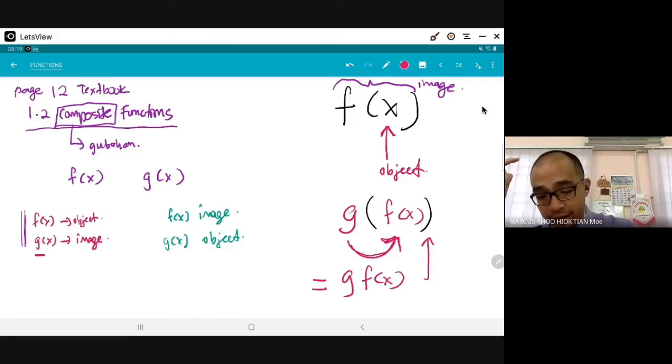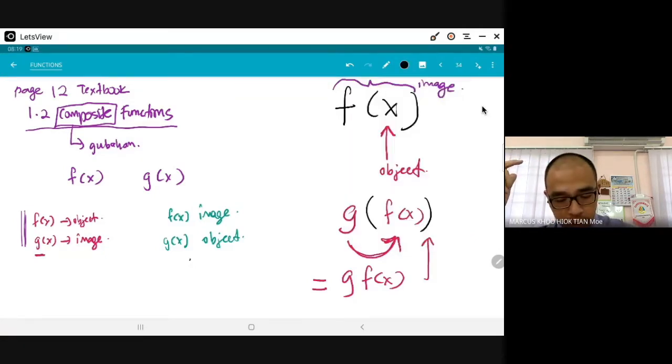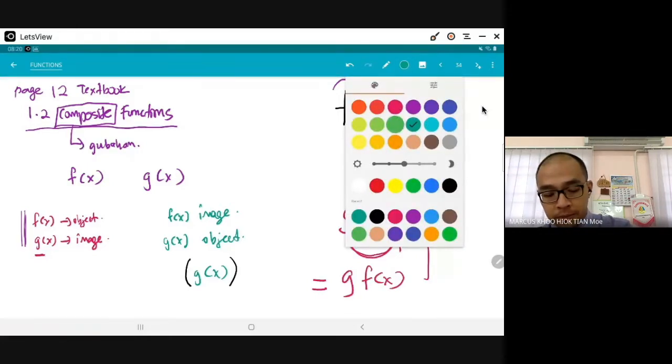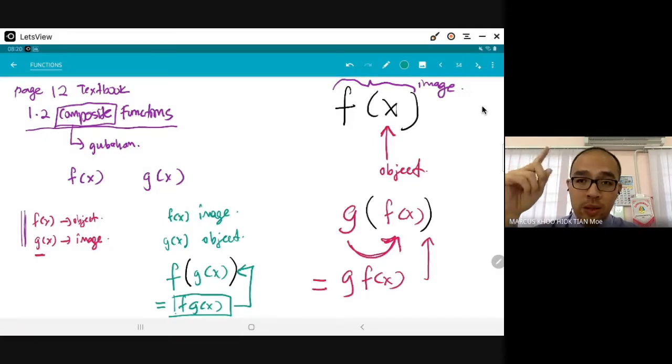So let's do it for the green color now. For my green color, my object is g(x). So I'm going to put g(x) in the bracket since that's the object, and the image is the f of the object. So that means this will be f(g(x)). If I combine them together, I will get fg. What I want you to understand from here is that this form can actually be written in this form. You can take out the object so that you can see very clearly that that is the object.